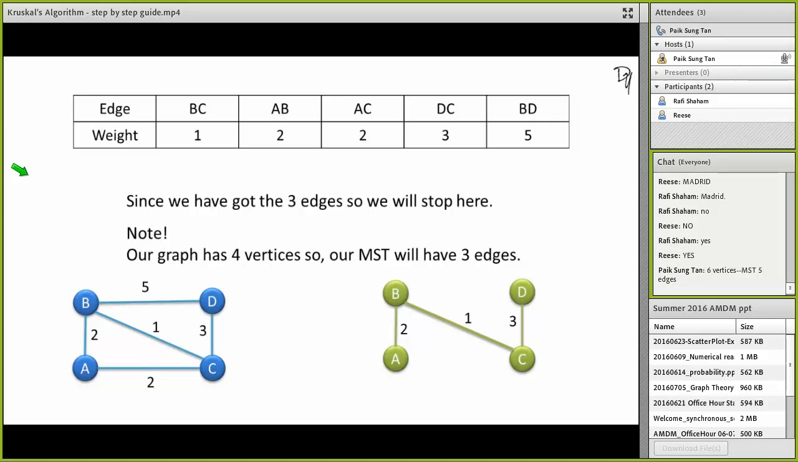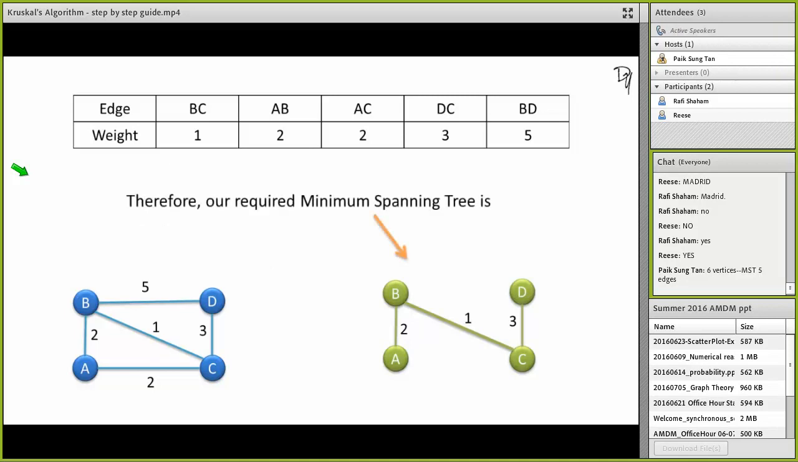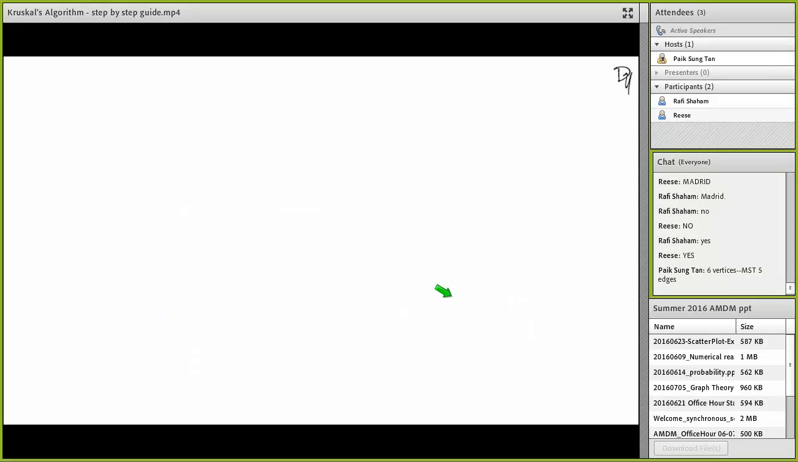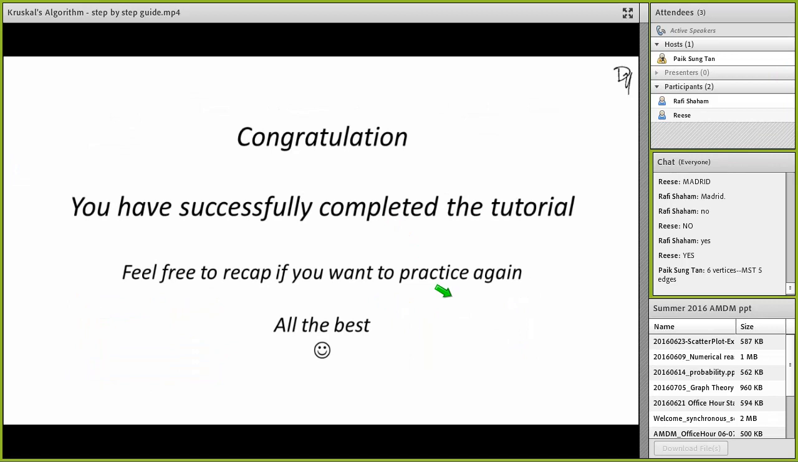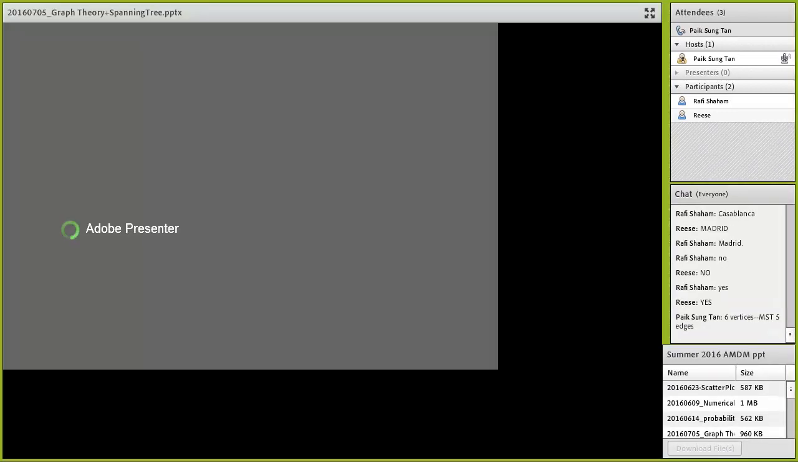So we already have enough edges to connect all of the vertices. We got 4 vertices and 3 edges, and this is the smallest total weight that we could possibly find. We don't need the last one. We don't need BD because if you keep that one, it not only makes a circle, it's also a large weight. So we don't want that. So your minimum spanning tree value is the total weight added together: 2 plus 1 plus 3.